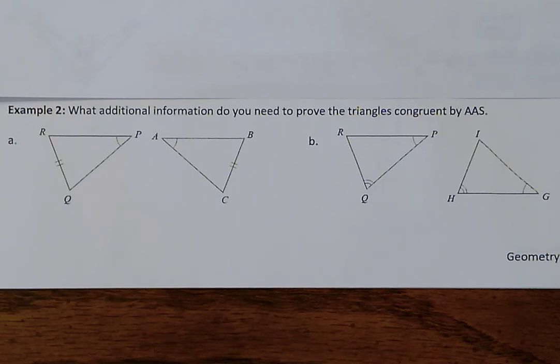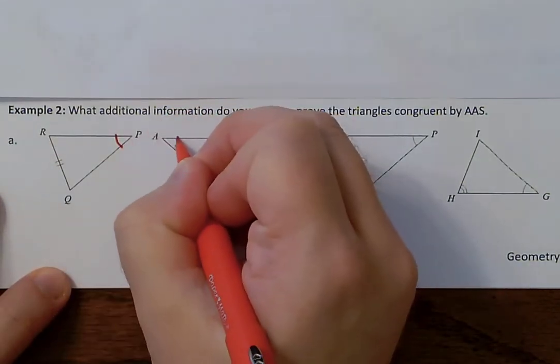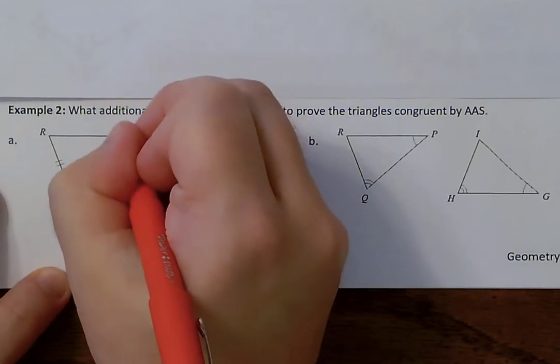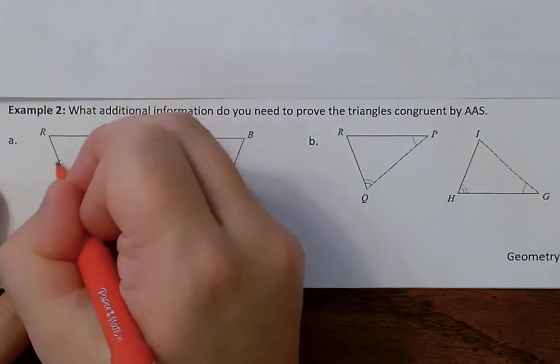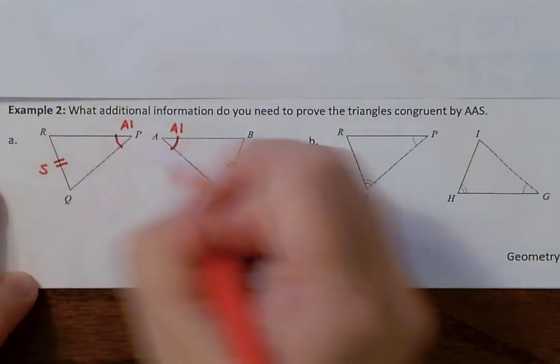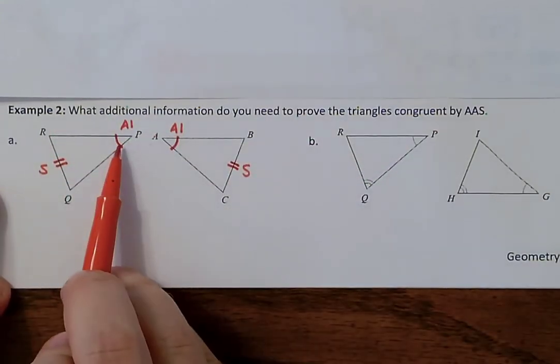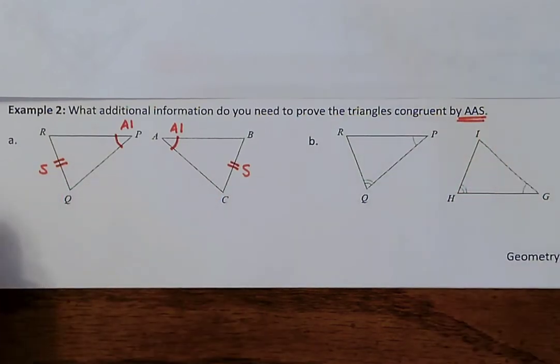If we look at part A, they tell us that angle P is congruent to angle A. So I have my first angle, and then they also tell me that the side RQ is congruent to the side BC. So I have my angle 1s and my side lengths. If I'm trying to prove it based off angle, angle, side, that means I need to know an additional angle. I already have one angle, so I need to know a second set of angles.